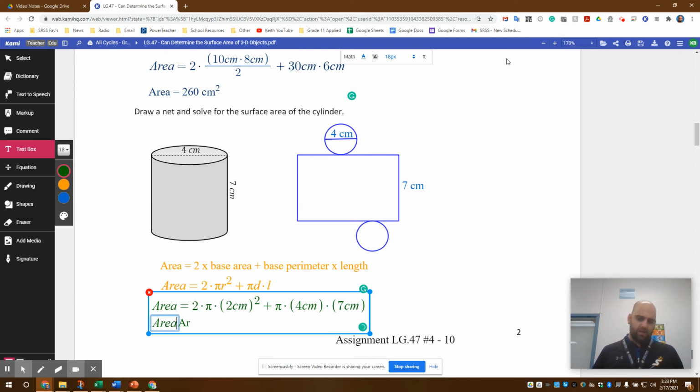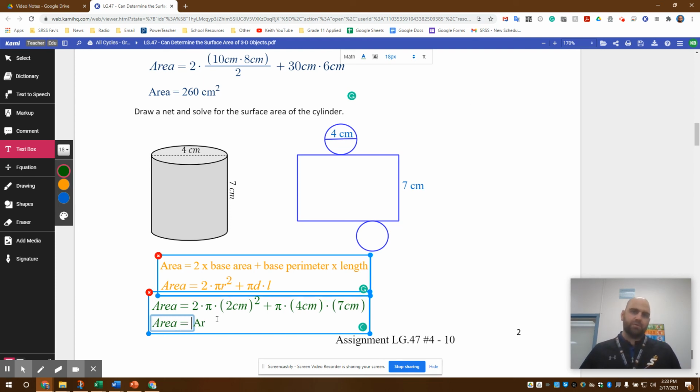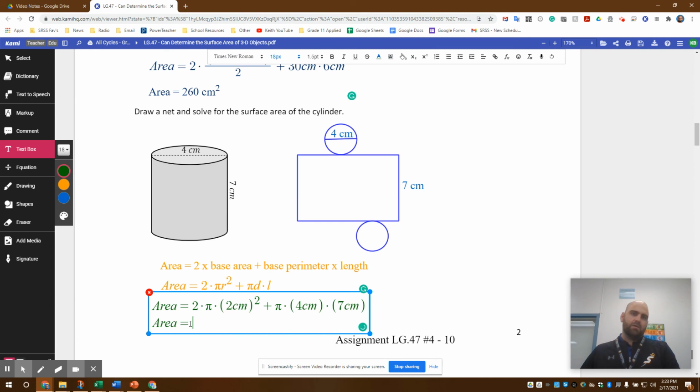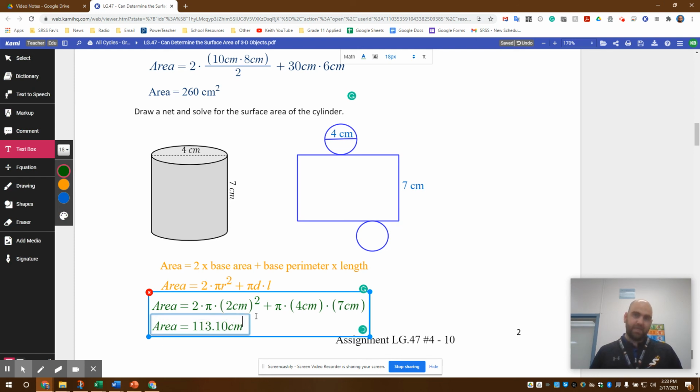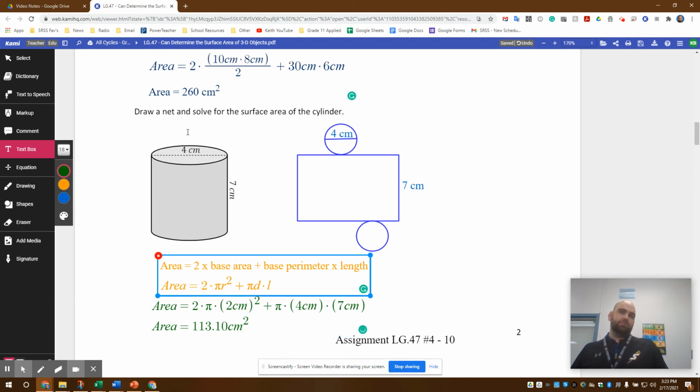Now again, you can gladly use your calculator for this. I'm not going to force you in any way to do it without a calculator. I would be very impressed if you could do pi without a calculator. 2 times pi times 2 squared plus pi times 4 times 7 gives us 113.10 centimeters squared. And that gives us our answer. So base area, that circle, we multiply it by 2 because there's a top and there's a bottom. Then we take the perimeter of the base, in this case it's the circumference, we multiply that by the length. We add it all together and that's going to give us our area.